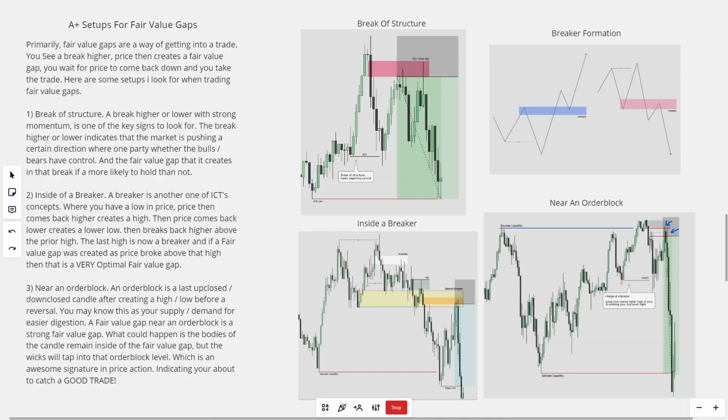A plus. Number three, near an order block. An order block is the last up close or down close candle after creating a high or a low before a reversal. You may know this as your supply or demand for easier digestion. A fair value gap near an order block is a strong fair value gap. What could happen is the bodies could remain inside of the fair value gap, but the wicks of that candle will tap into the order block level, which is a great, great signature in price action, indicating that you're about to get a good trade.